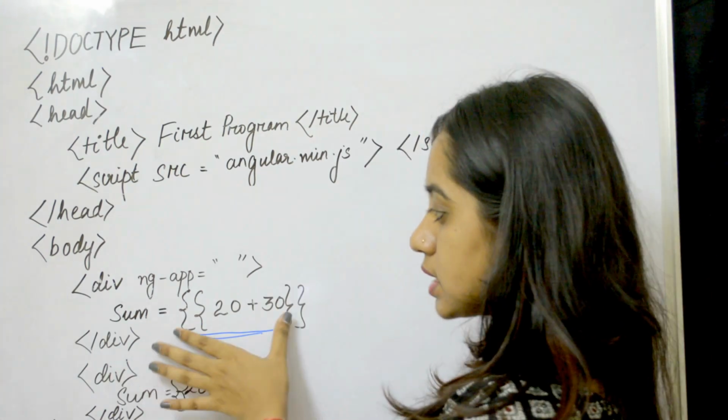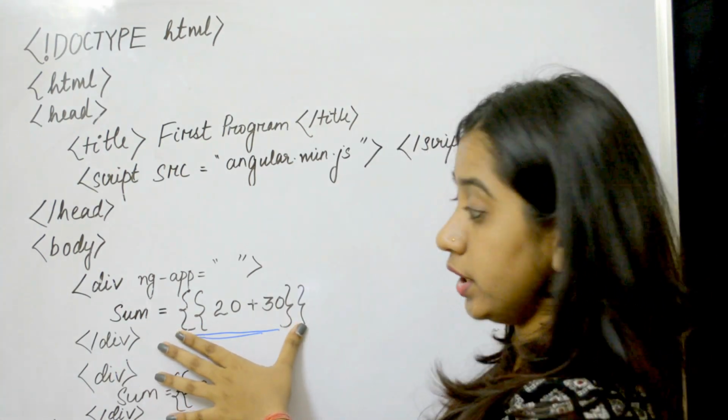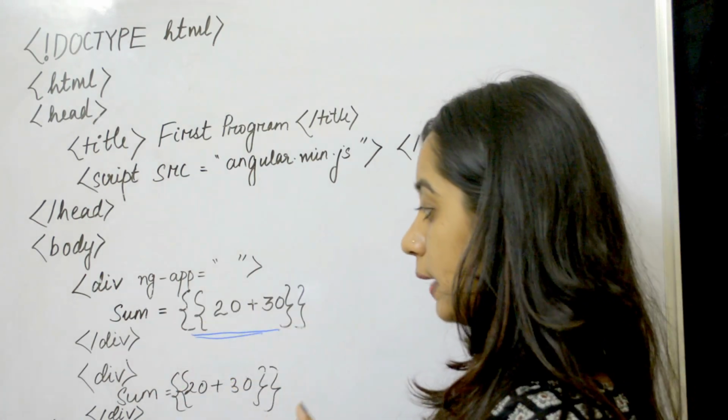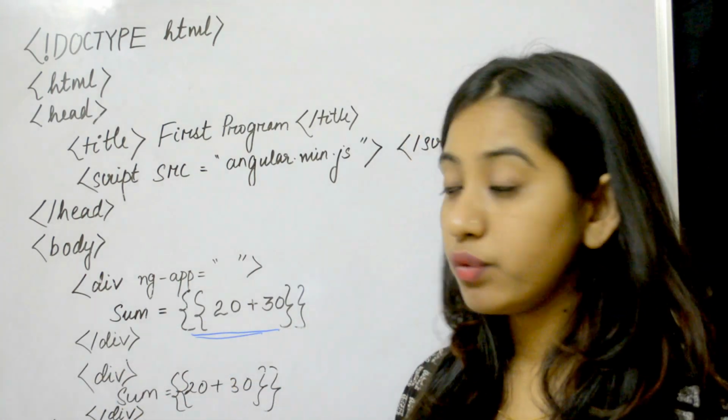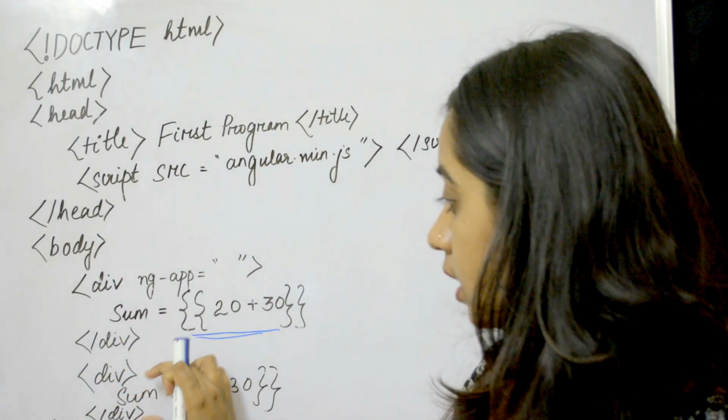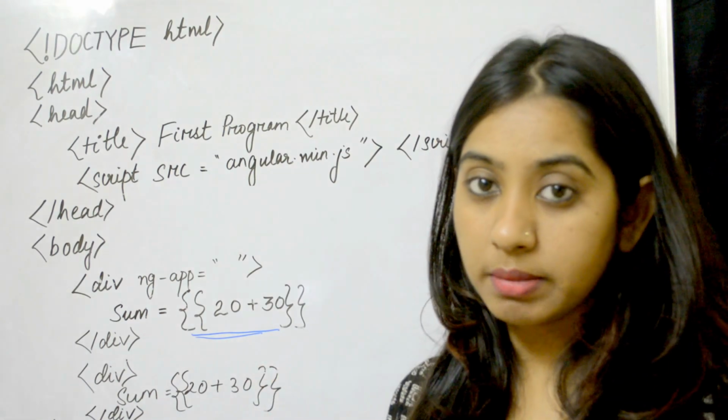For the time being, you can see that we have an expression included here, sum equals the expression 20 plus 30. And in the next div, we are not using any ng-app. It is simple text written in HTML.